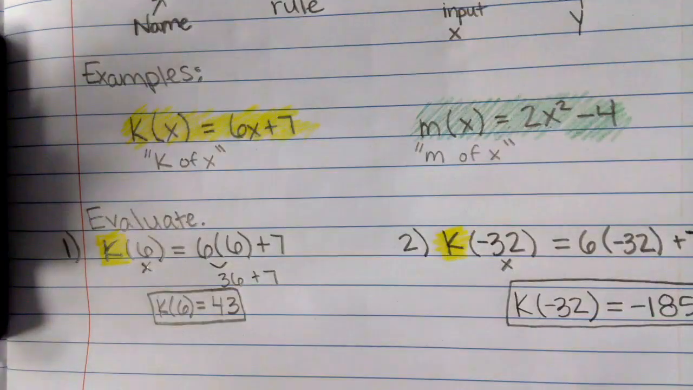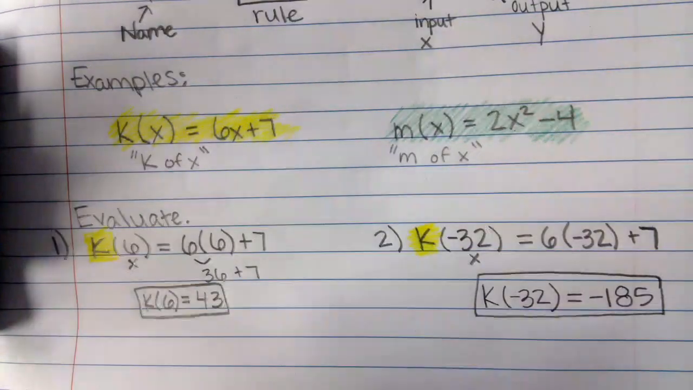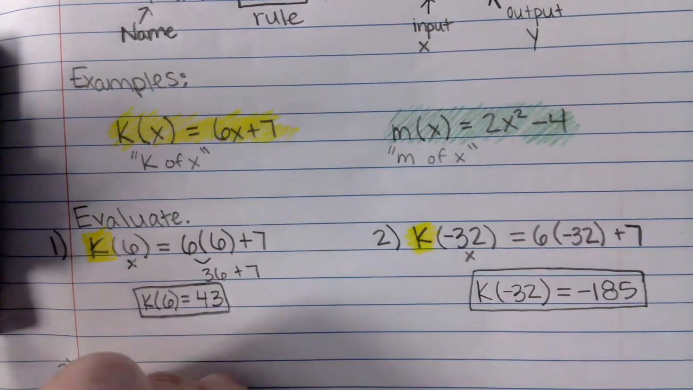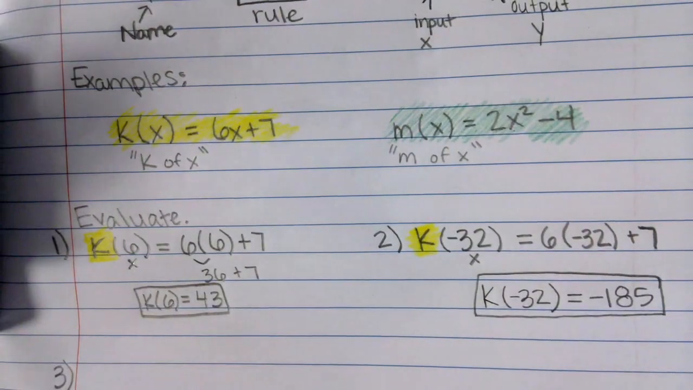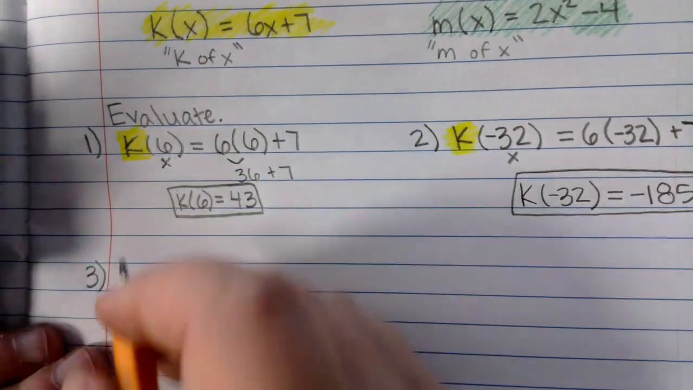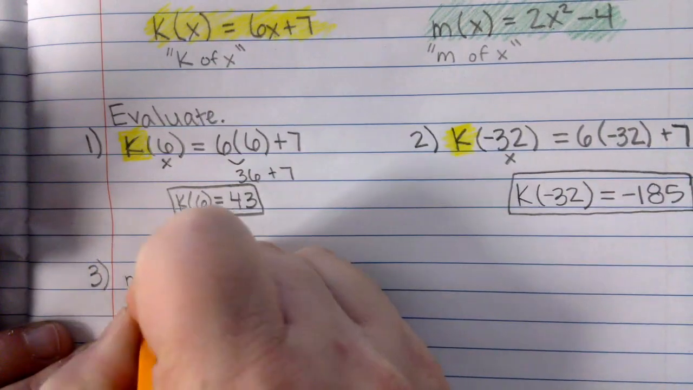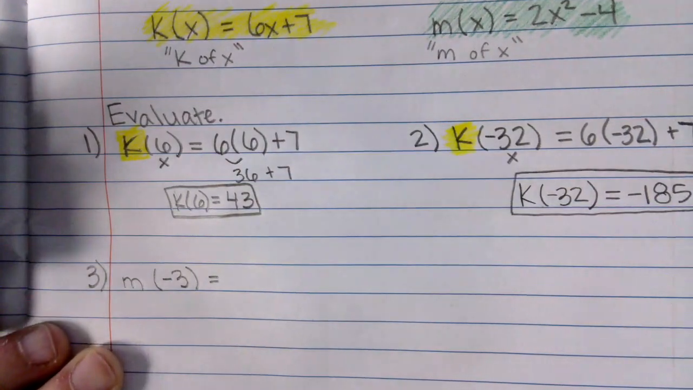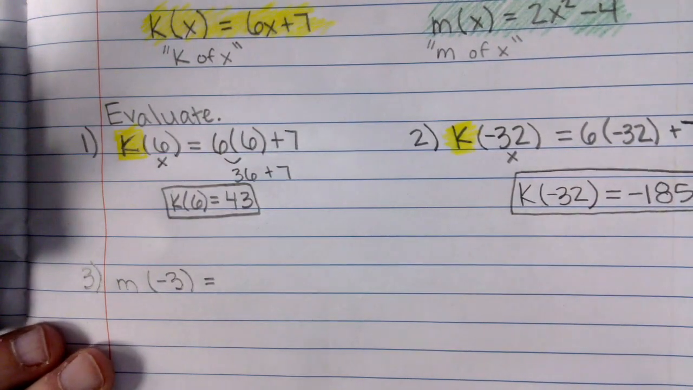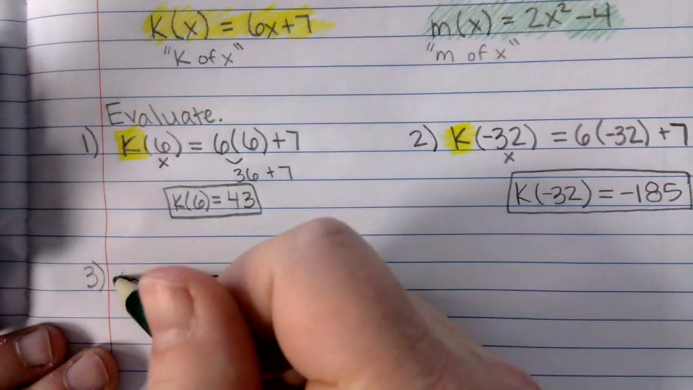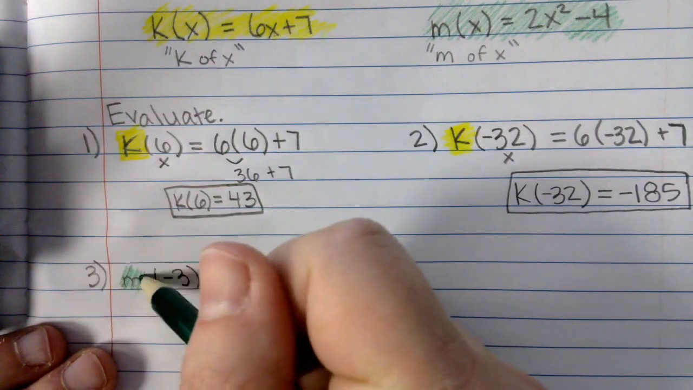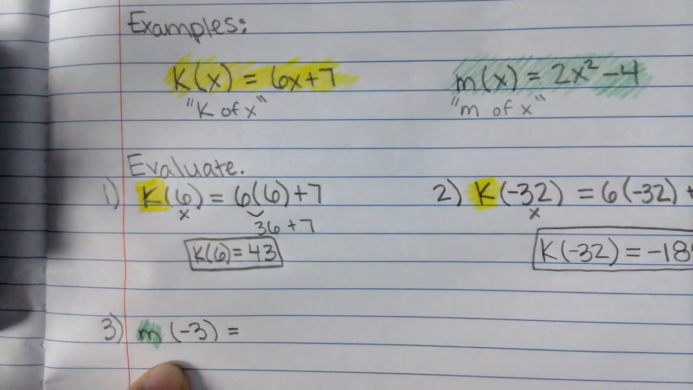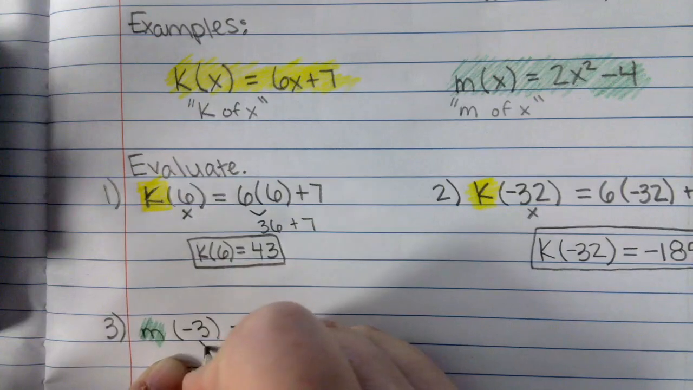Alright, we have 2 more examples. Number 3, we're going to find m of negative 3. So this time we're going to use function m. Up at the top there, my function m I did in green, so I know I'm going to use this green one this time. And again, I'm using negative 3 for that x. If it helps you to put an x there, put an x there, so you know that's what you're replacing x with.